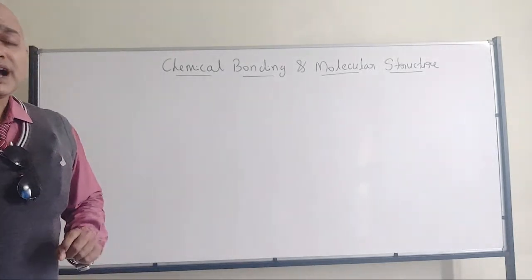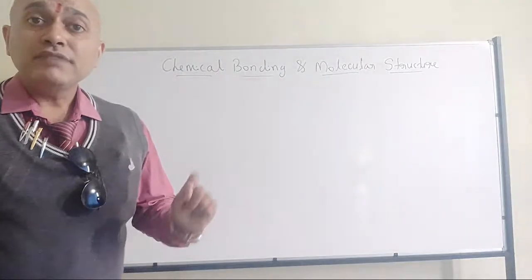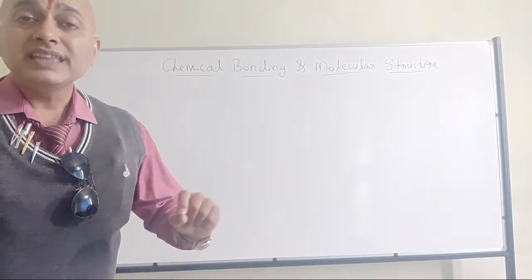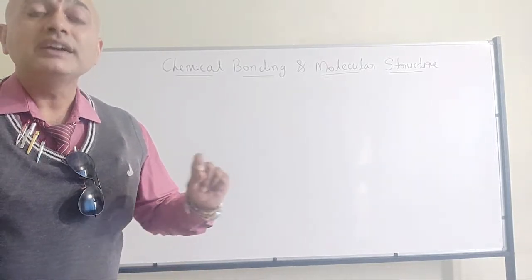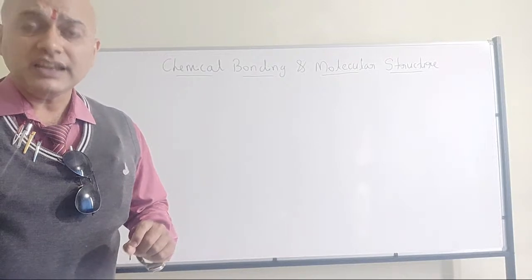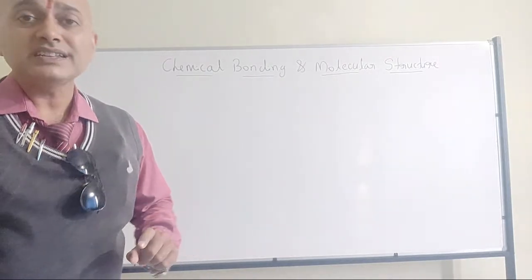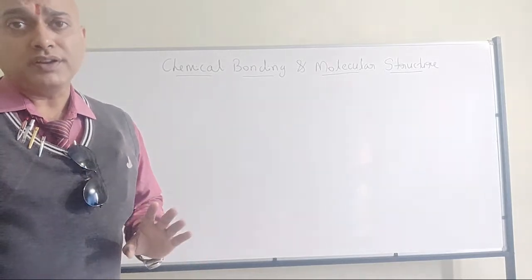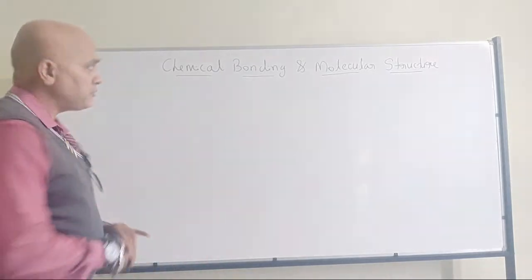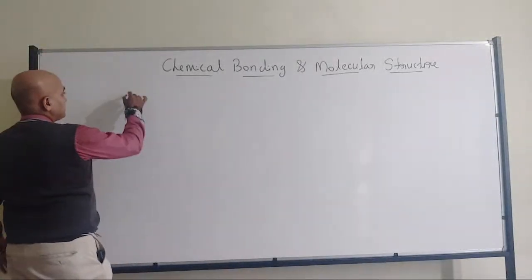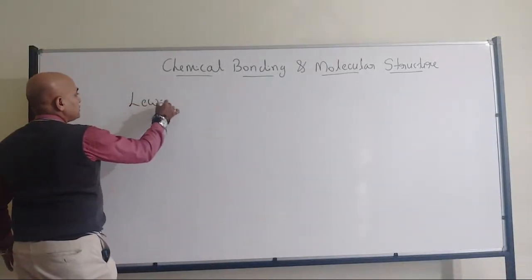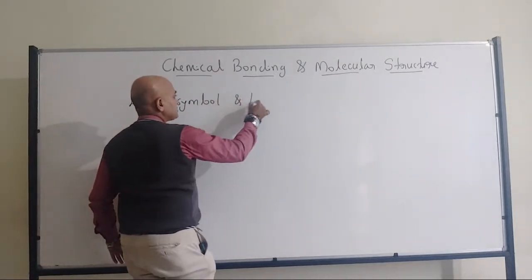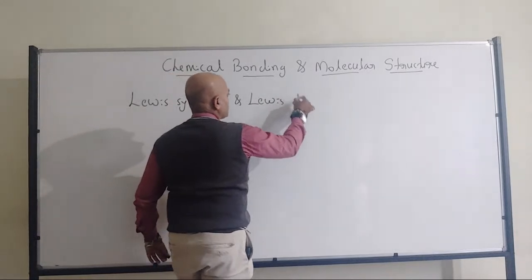So that's what we have discussed. When it comes to Lewis symbol and Lewis dot structure, they will give the information about the number of valence electrons, and they will give the information about the type of bonding.